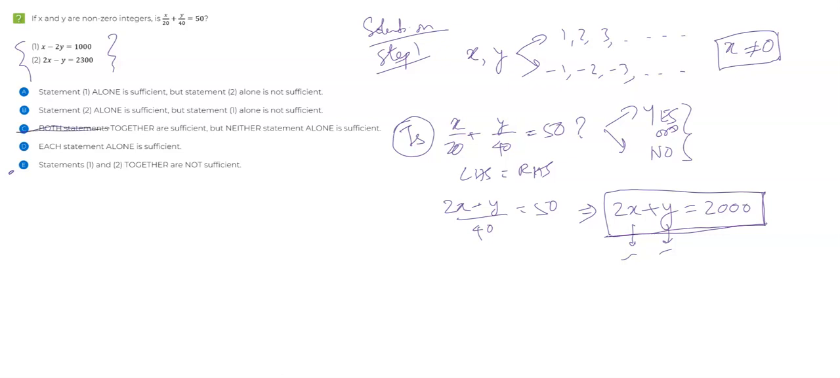Okay, never ever make such assumptions without doing an analysis. Okay, keep this in mind. We'll always look at each and every statement and then take a call whether we can get the answer individually or by combining. Now let's look at the first statement.